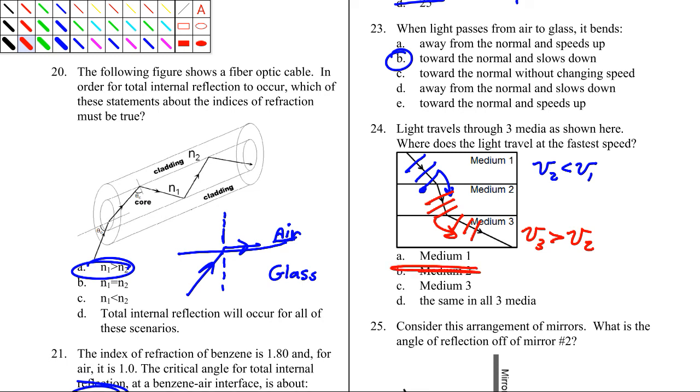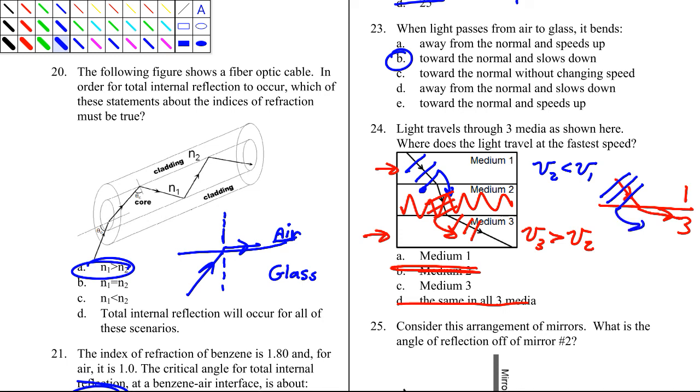It's either medium 1 or 3, and I also know it's not D. I want to now look at medium 1 and 3. What I'm going to do here is I'm just going to get rid of this medium 2. I can draw the ray as it appears up here, and then draw the ray as it appears down here, just bypassing medium 2 altogether. Draw my wave fronts. That means it has to speed up when it goes into medium 3 to bend that way. So that means that V3 has the highest speed.